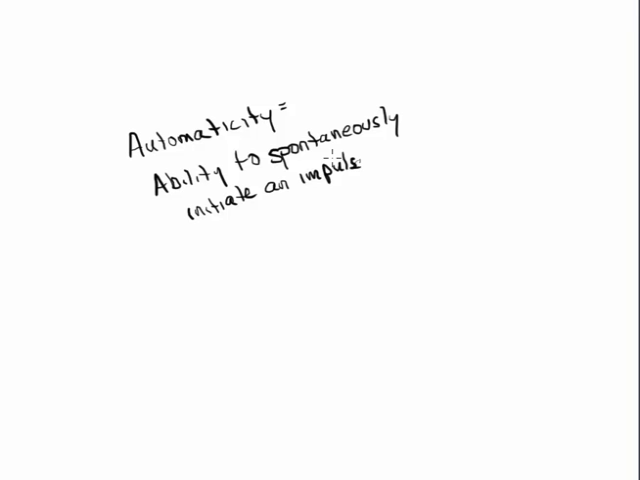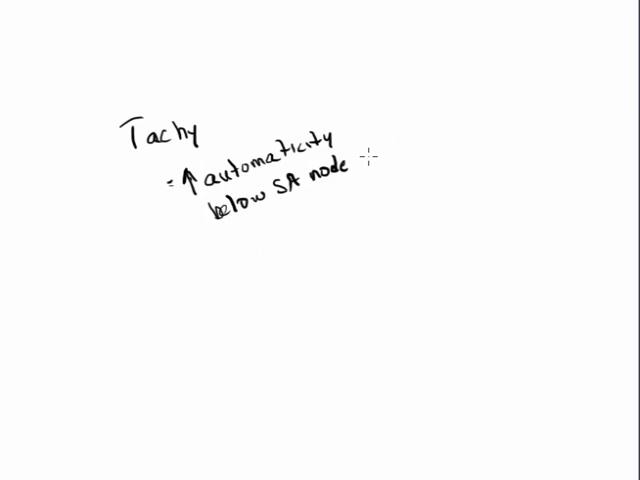If you remember all the way back to part 1, automaticity is the ability for the cell to spontaneously initiate an impulse, and it's something that happens in the pacemaker cells of the heart. So an automaticity arrhythmia is one that originates from the pacemaker cells and can include tachycardia and bradycardia. Tachycardia is commonly caused by an increase in automaticity within the pacemaker cells below the SA node. This increase in automaticity is going to generate additive impulses, which is going to cause the heart rate to gradually rise.